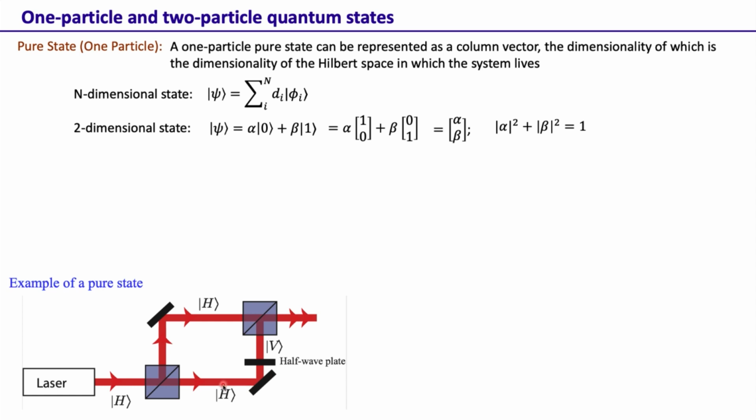Let's put a half-wave plate so that if the photon comes this way and becomes horizontally polarized, then after passing through the half-wave plate, it will become vertically polarized.